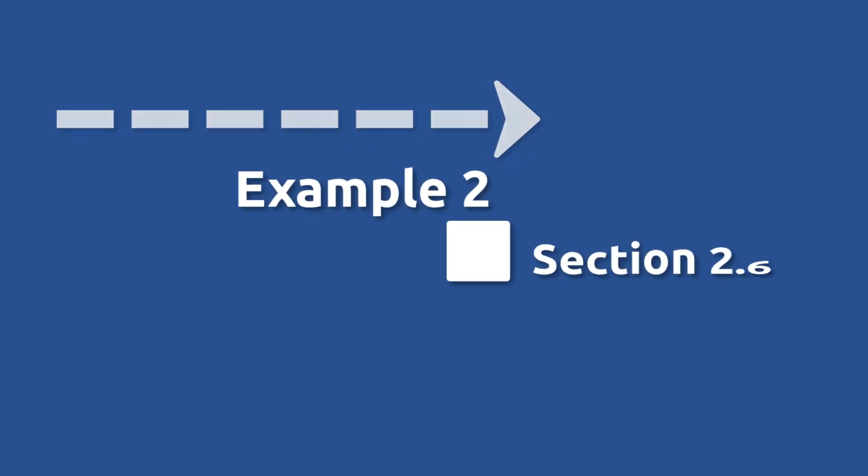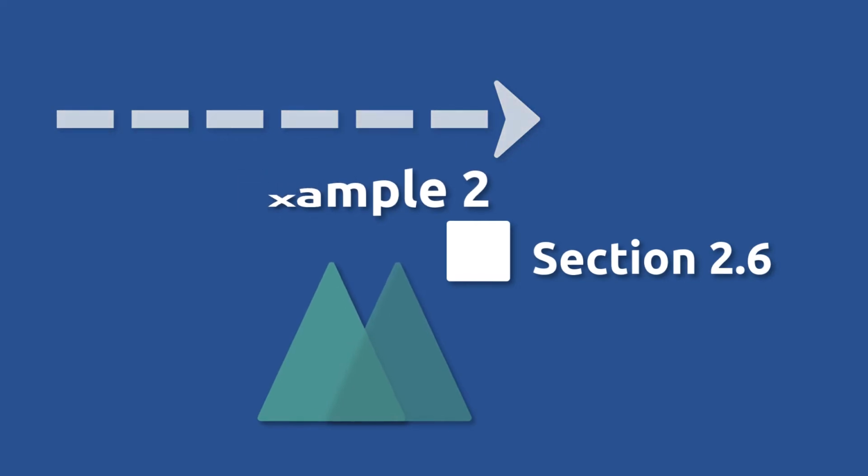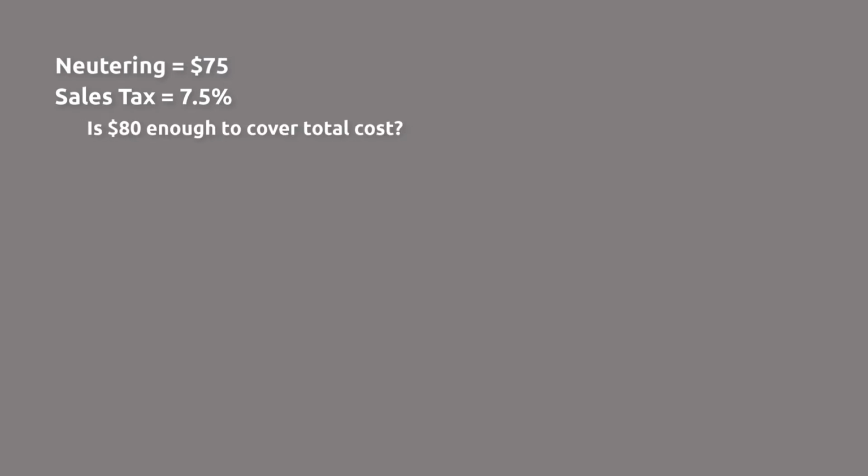With example 2, we're told that the fee for neutering a dog is $75 and that there is a 7.5% sales tax. And we're asked, is $80 enough to cover the total cost, and to explain our answer. So I've recorded the essential information. Neutering costs $75. The sales tax is 7.5%, and we're asked, is $80 enough to cover total cost?